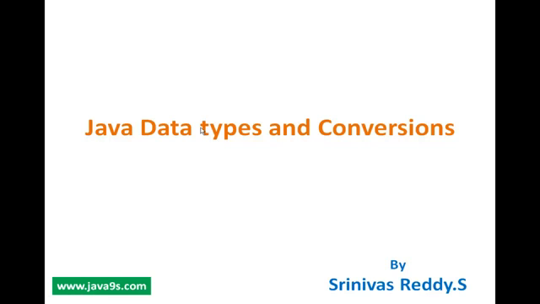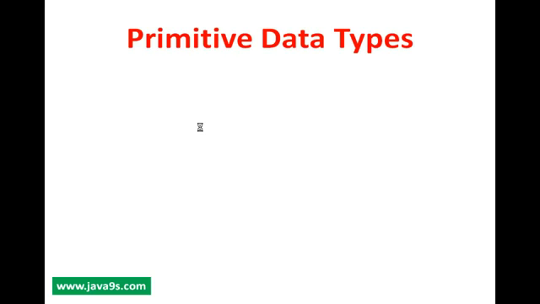Welcome to java9s.com. In this session, we're going to discuss Java data types and conversions. Java has different kinds of primitive data types which are used for storing data like numerics and alphabets.